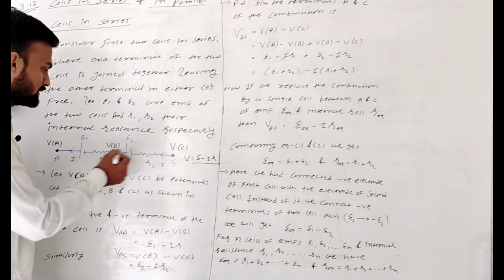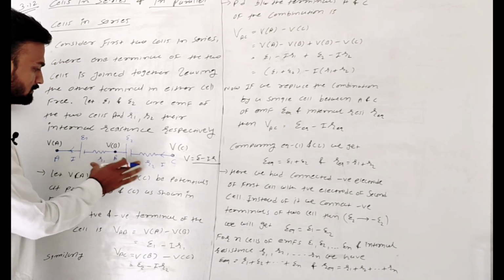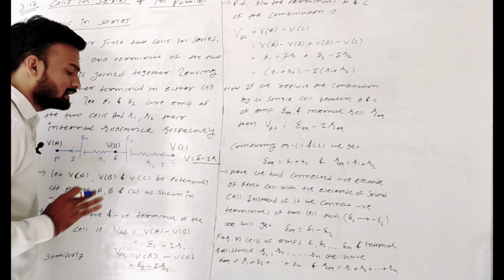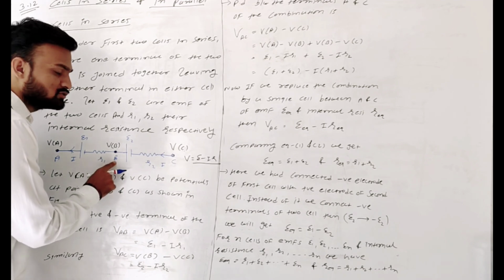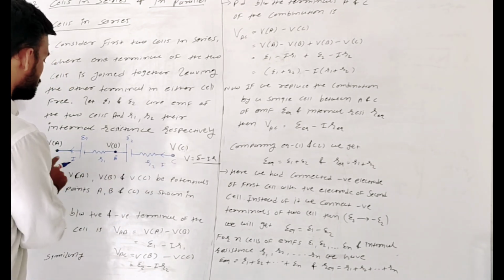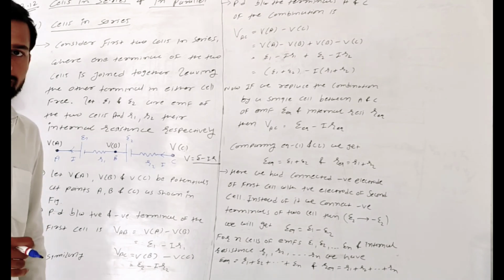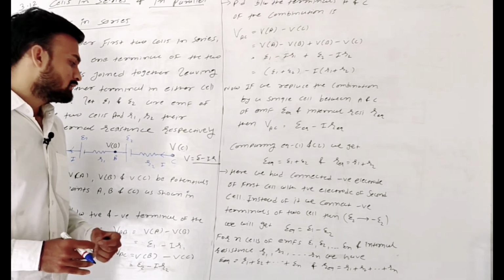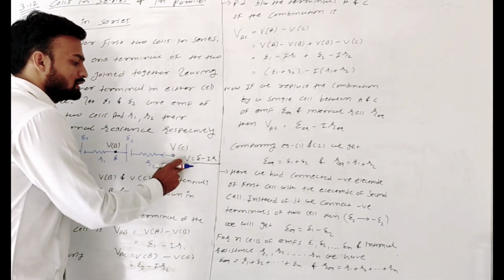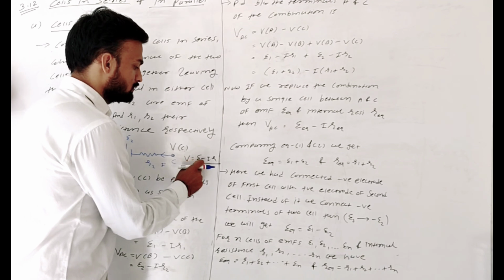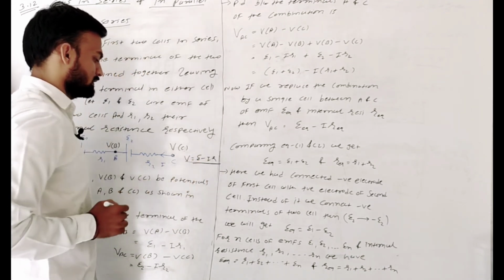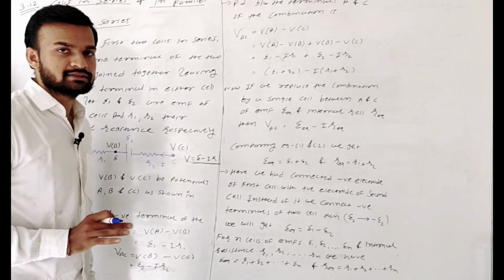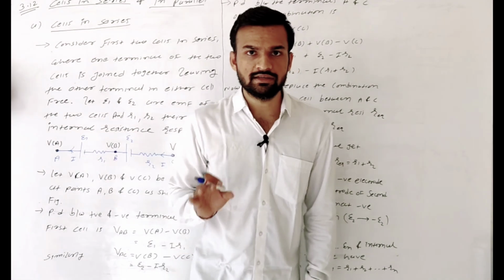Where you can see that one terminal of these two cells, having an EMF E1 and E2 and internal resistance R1 and R2, is joined, and the other terminal of these two cells is left free. Now we know that when current is flowing in a cell, the terminal voltage across it is equal to E minus IR. So let at points A, B and C, potentials be VA, VB and VC respectively.